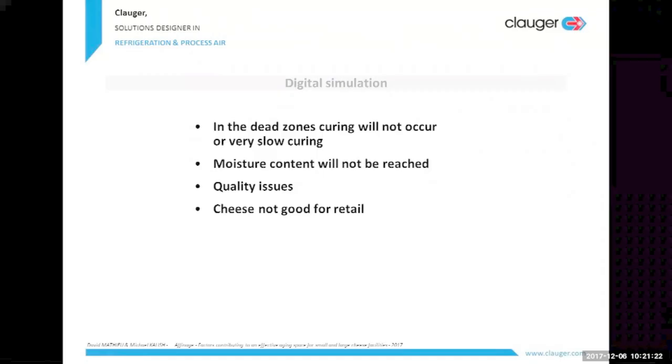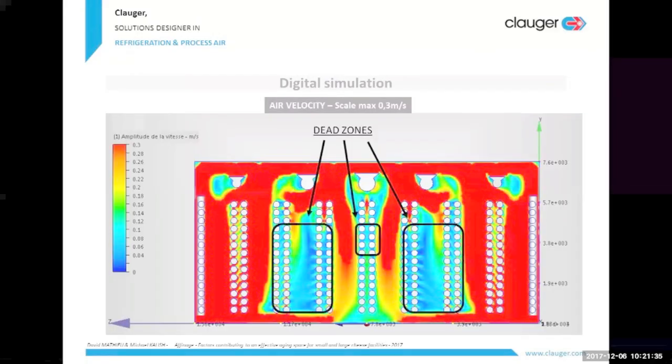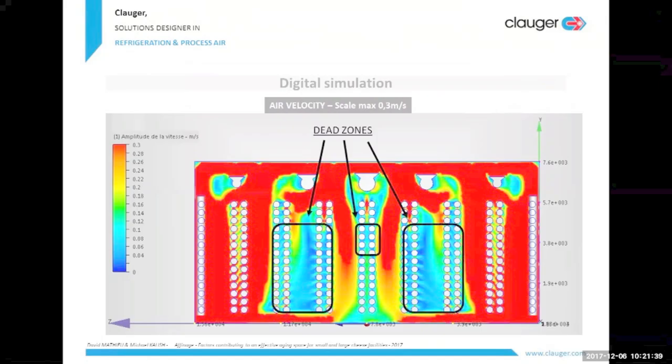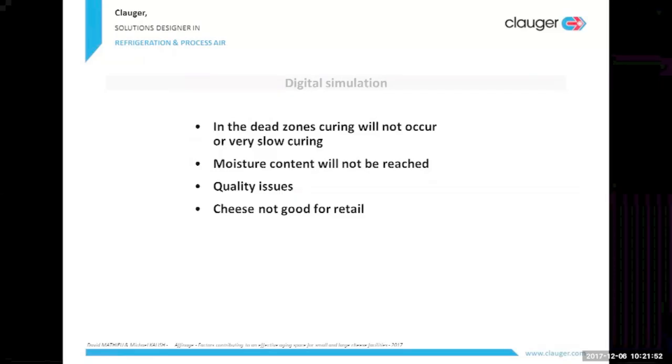Of course, these issues create quality problems and eventually cheese that is not good for retail. So again, we come back to profitability. This is a pretty large facility. As you saw in the pictures, there are thousands of cheeses. So it's important for them. A digital simulation like that can be a small investment compared to the amount of cheese they can lose. Sometimes you have to weigh the investment versus the return on investment.